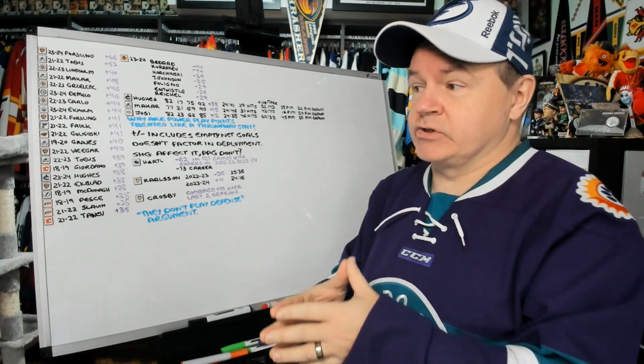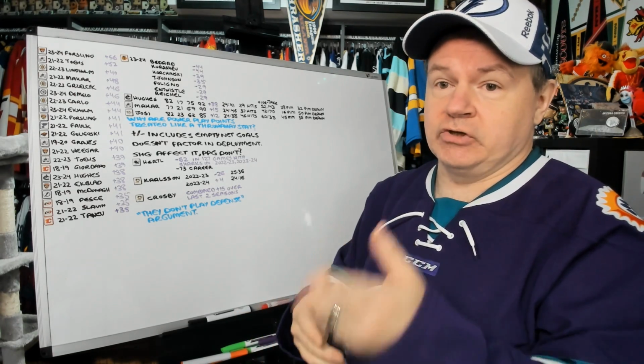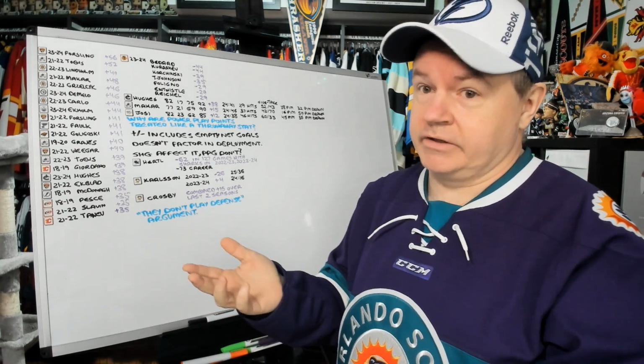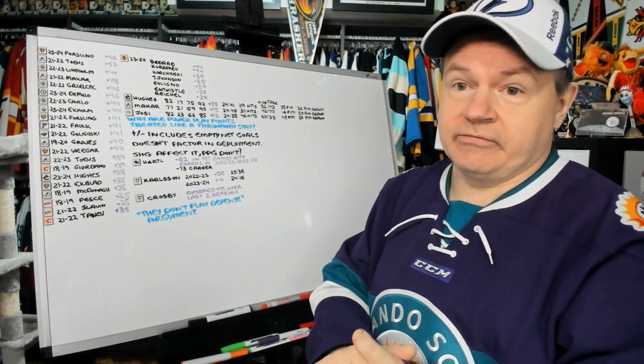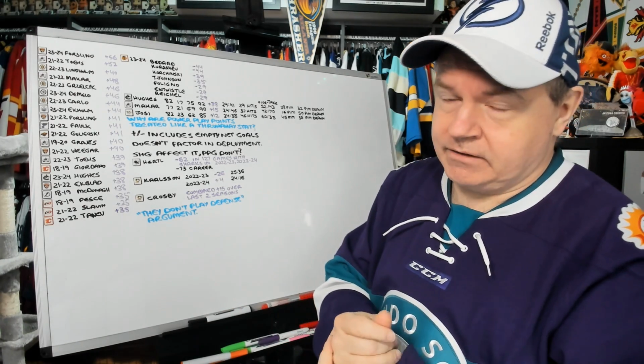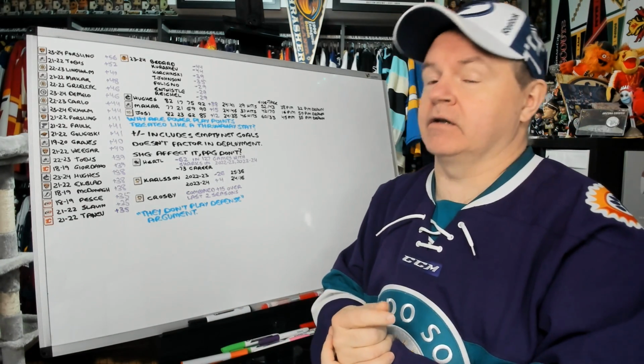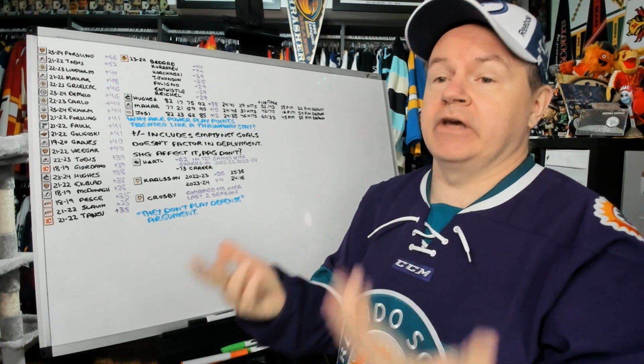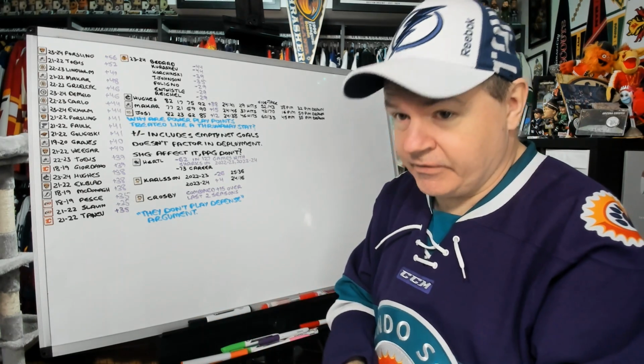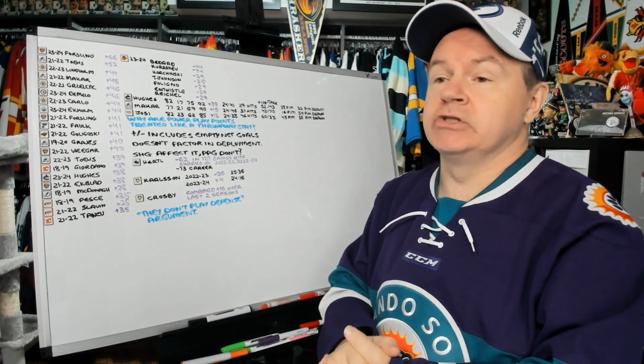Plus minus, of course, is just a measurement of whether the puck goes in your net or their net while you're on the ice. And it's only 5-on-5 or shorthanded. So if you score shorthanded, that'll affect your plus minus. If you're on the ice for shorthanded goals against, that'll affect your plus minus. But power play goals don't matter.